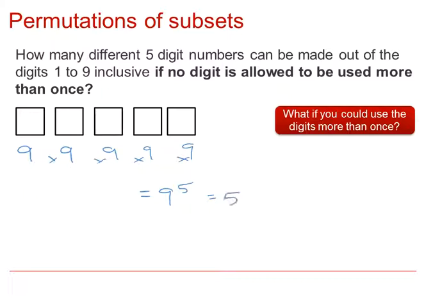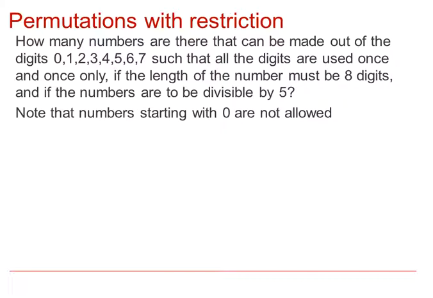being 59049 compared to the 15120 that we would get in terms of a number of permutations if we couldn't use the digits more than once. Let's look at permutations with restriction.